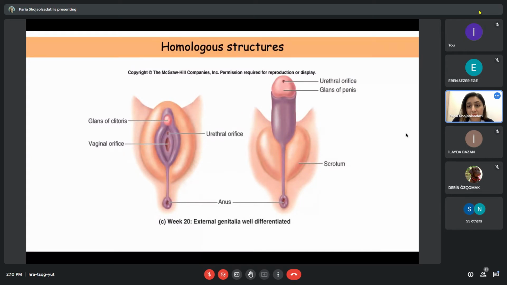As I mentioned before, both of these structures are derived from the same shape. The organs derived from common sources are named homologous.